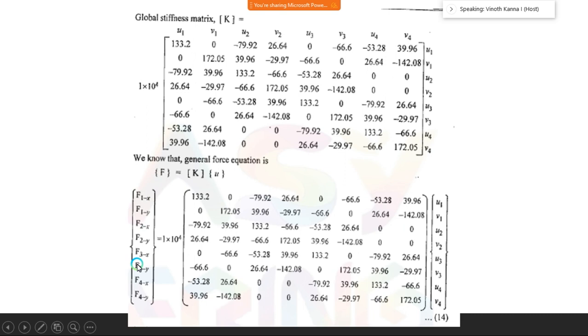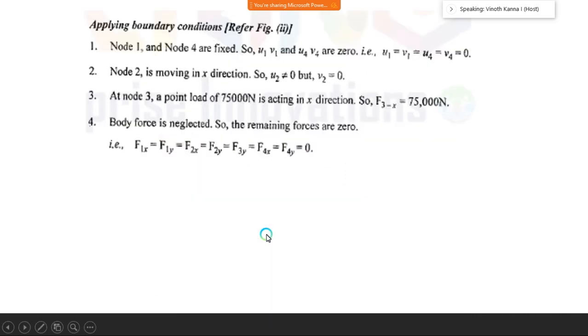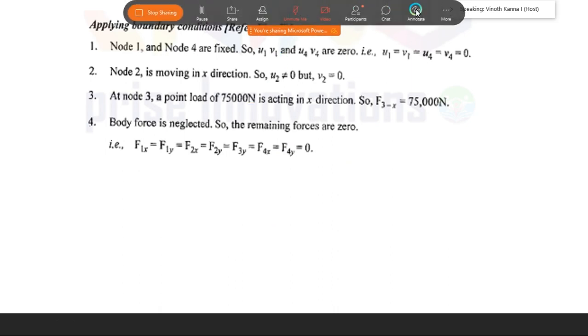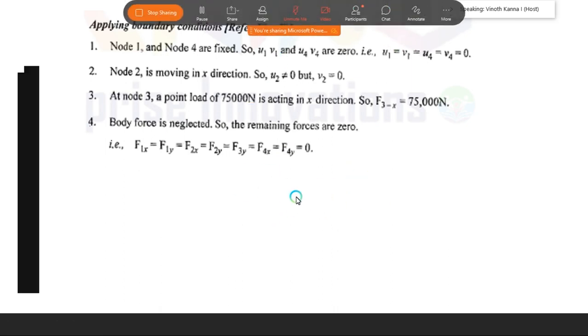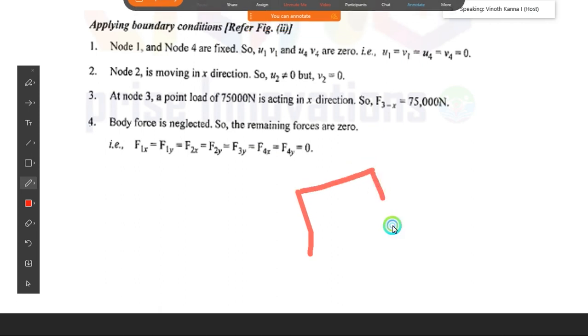So force in x direction, y direction, like this you have to write for all the 4 nodes. Okay, this is the format. Now you are going to apply the boundary condition. For the boundary condition, you just take the figure we have.